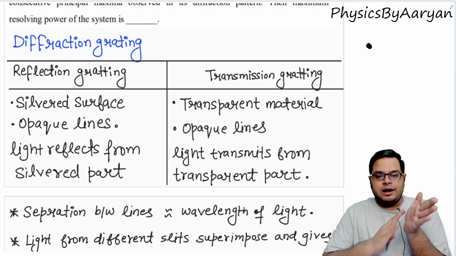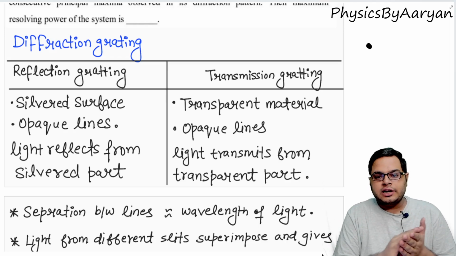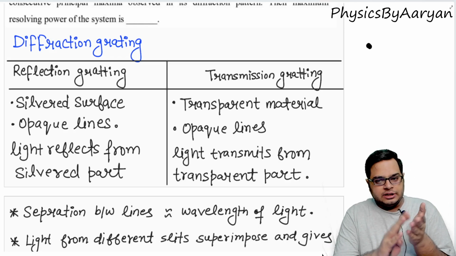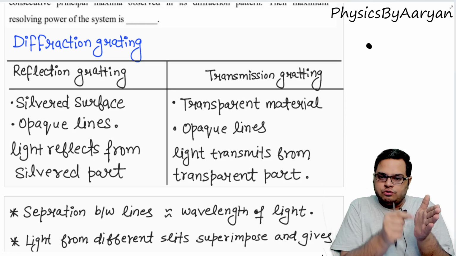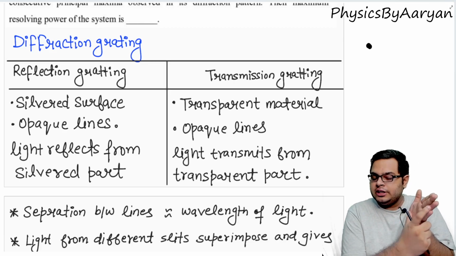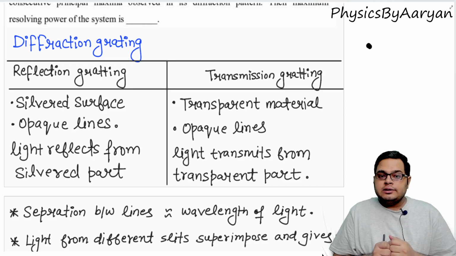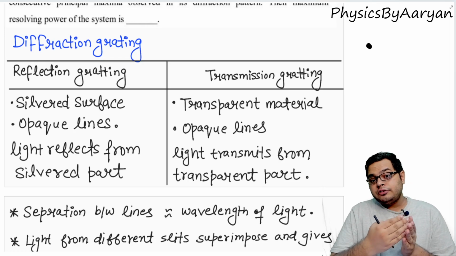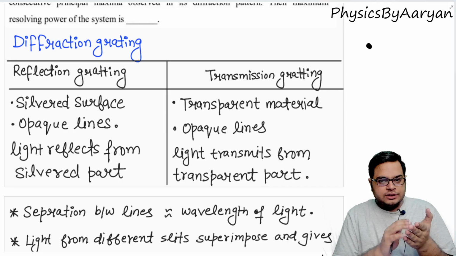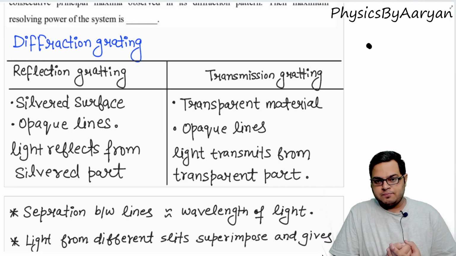So what happens is that you have a piece of some material, either a metal or sometimes a transparent material, and you draw very thin lines, 1, 2, 3, 4, thousands of lines in a very small area. The lines are so small and so close to each other. Small means their thickness is very small. Small does not mean that the length of the lines is small. The thickness is small, and the lines are very close. They are so close that sometimes you can't even say that there are many lines. It seems like a continuous thing.